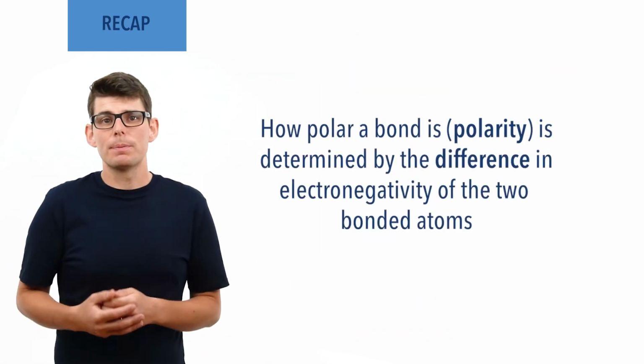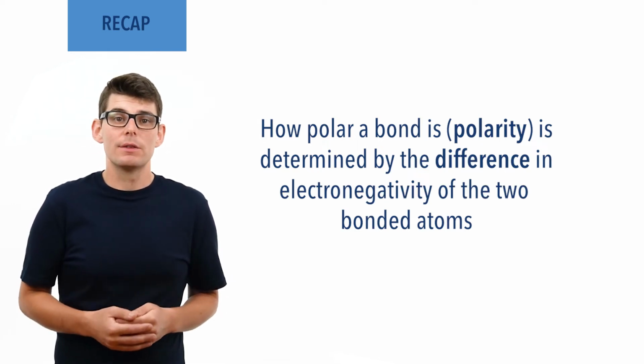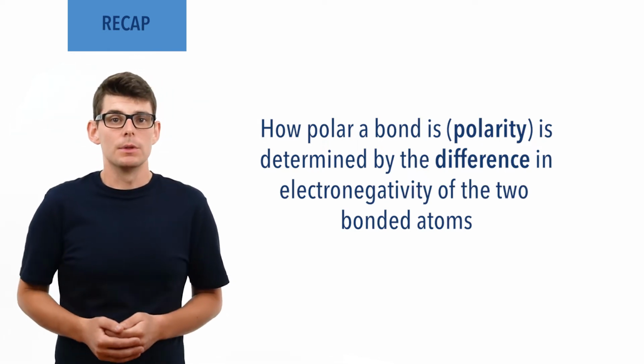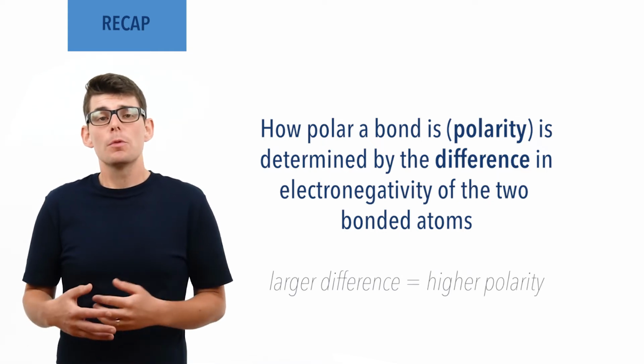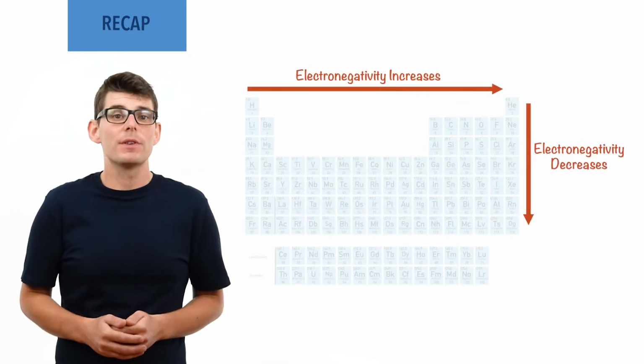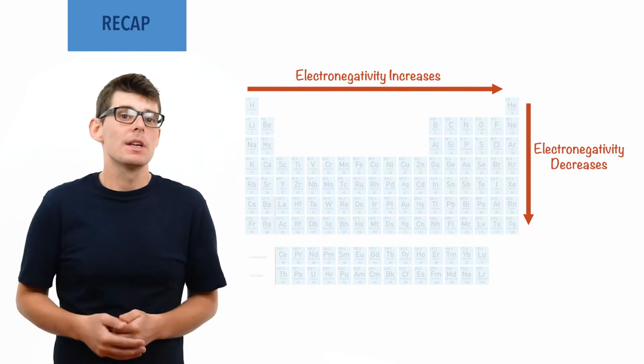The size of the polarity in partial charges is based on the difference in electronegativity between the two bonded atoms. The larger the difference in electronegativity values, the more polar the bond. Electronegativity increases for elements as you go across a period in the periodic table and decreases as you go down a group. Recap done, let's go.